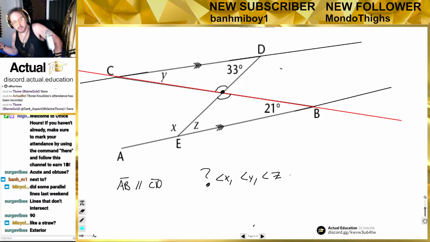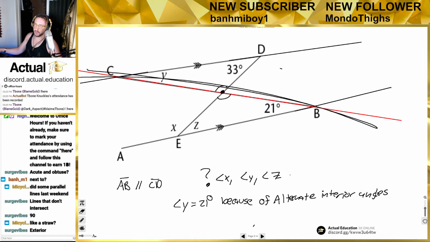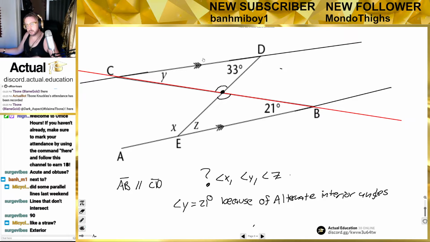So would y equal 21 then? Yes. So you would say that angle y is also equal to 21 degrees because of alternate interior angles. Okay? So again, anytime you see two lines that are parallel, think about what's connecting them, and you can make a bigger line to see where the alternate interior, alternate exterior angles are. So you know this one is also 21 degrees.